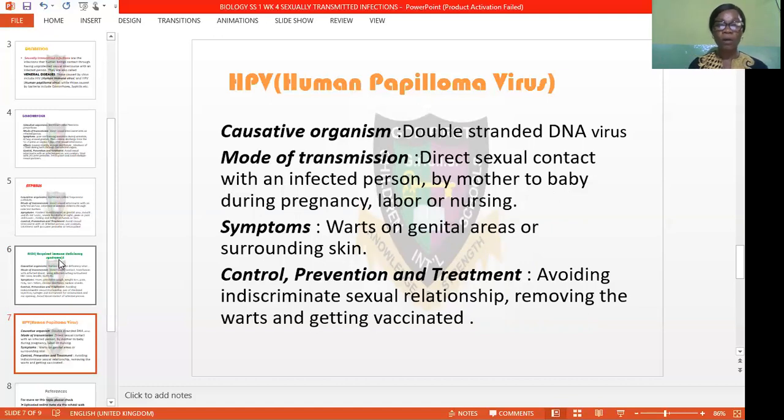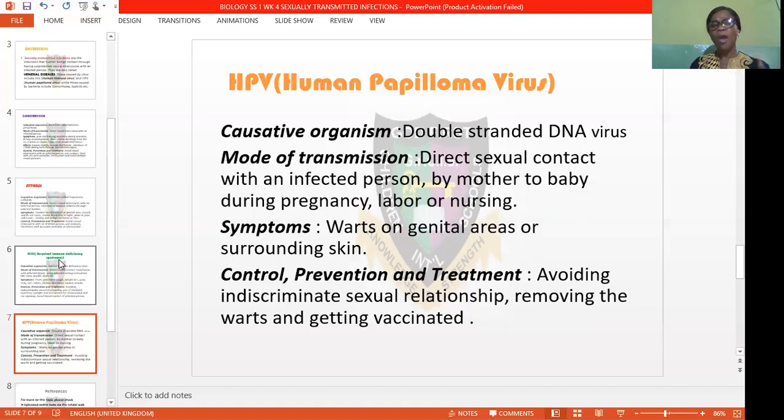How do we control, prevent, and treat HPV? Avoid indiscriminate sexual relationship, removing the warts and getting vaccinated. Like I said, you remove the warts and get vaccinated against HPV so you can be prevented throughout your lifetime.